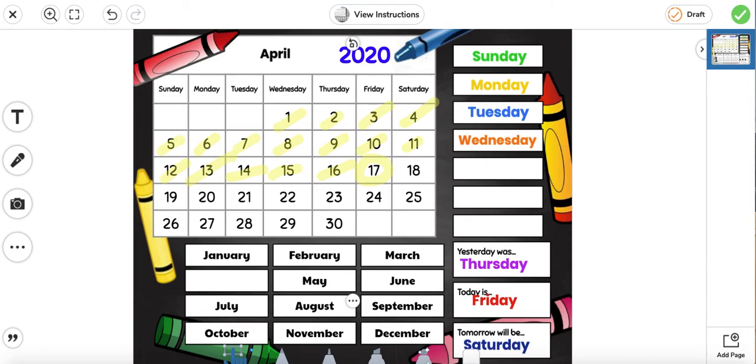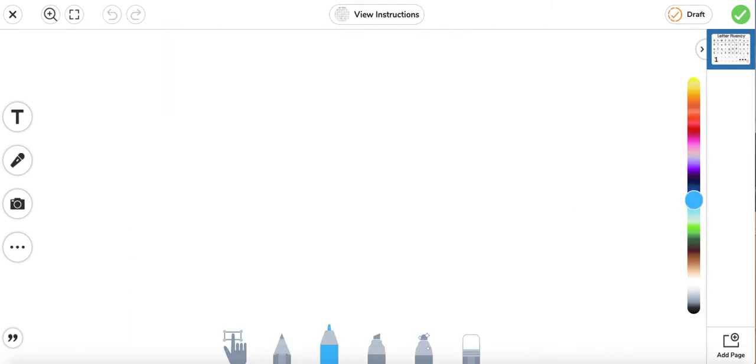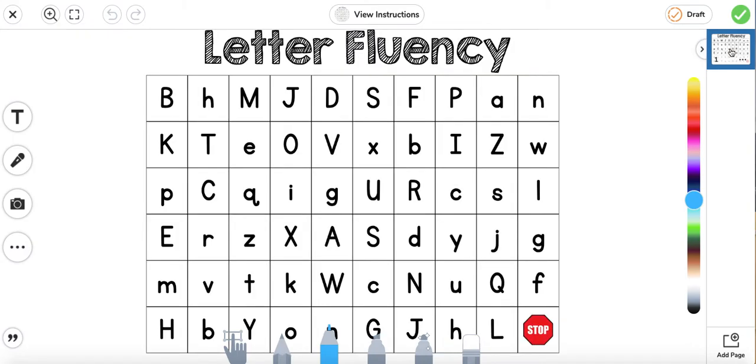Okay, we're going to move on to our fluency. So for fluency, we're going to say the name of the letter as fast as we can. Next week, we're going to do the sounds. You ready? B, H, M, J, D, S, F, P, A, N. K, T, E, O, V, X, B, I, Z, W.